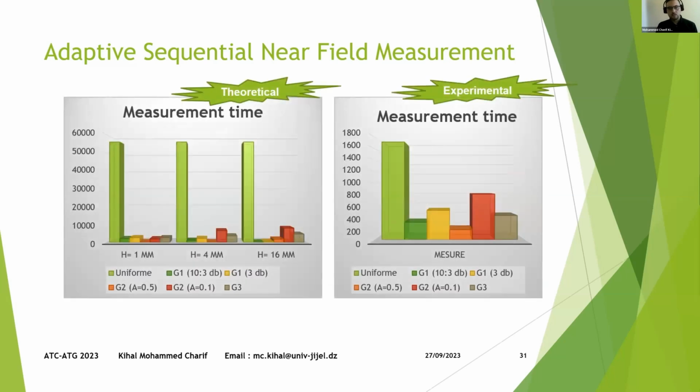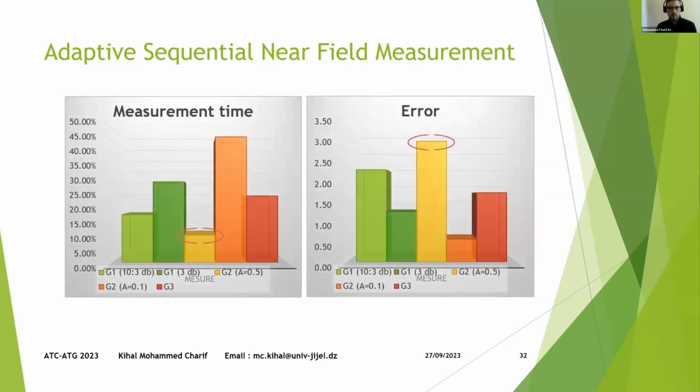Comparison between the results. Here is the histogram of the measurements obtained with conventional and adaptive measurements. We clearly note the advantage of using the adaptive measurement procedure. Time is greatly reduced. These results show that we can obtain results with an error of less than 3 dB using only 10% of the uniform grid points, and an error of less than 0.5 dB with 45% of points.